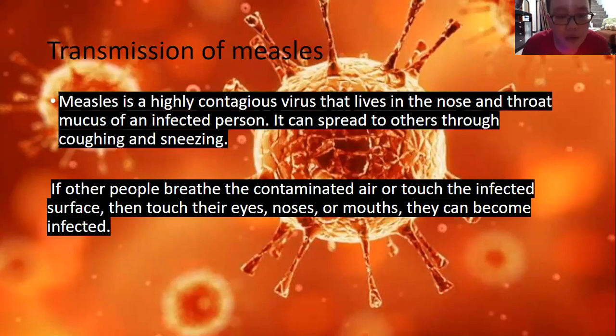Transmission of measles. Measles is a highly contagious virus that lives in the nose and throat mucus of infected persons. It can spread to others through coughing and sneezing. If other people breathe the contaminated air or touch the infected surface, and then touch their eye, nose, or mouth, they can become infected, like COVID-19.